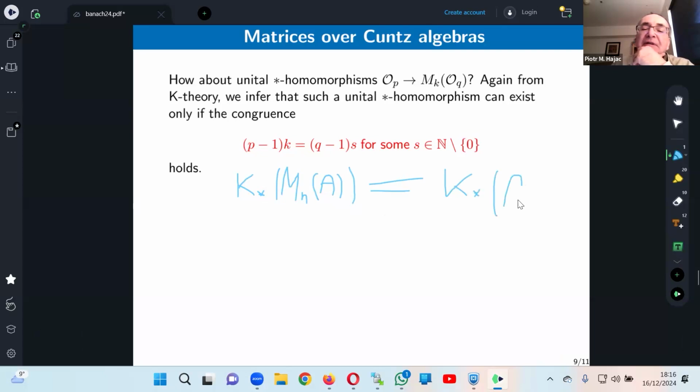Well, we use this Morita invariance because I know that when I look at K-theory of O_P, this is given to me by Z divided by P minus 1. And when I look at the other side, I will have a homomorphism of abelian groups which goes from Z divided by P minus 1 to Z divided by Q minus 1, because of Morita invariance. I don't care about M_K. It will always go into Z divided by Q minus 1.